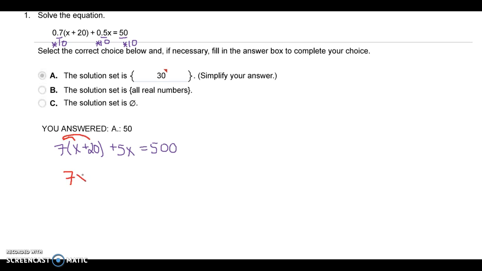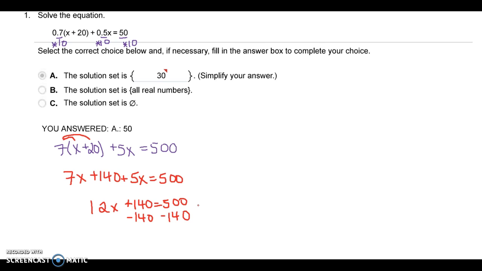So 7x plus 140 plus 5x equals 500. 7x plus 5x would give you 12x plus 140 equals 500. Then we can move the 140.